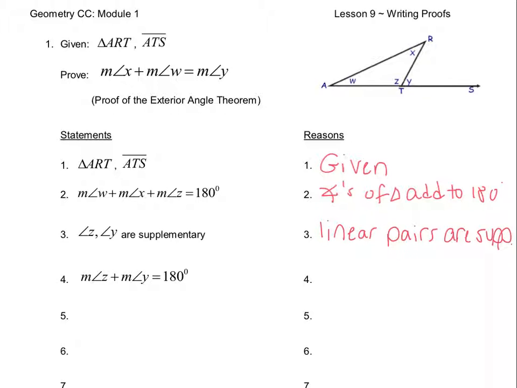In the next step, which follows from 3, we have measure of angle Z plus measure of angle Y equals 180. Well, look what came before. Z and Y are supplementary. We know that when we add Z and Y, we get 180 because supplementary angles add to 180, or have a sum of 180, however you want to state it. Step 5, what could we do next?